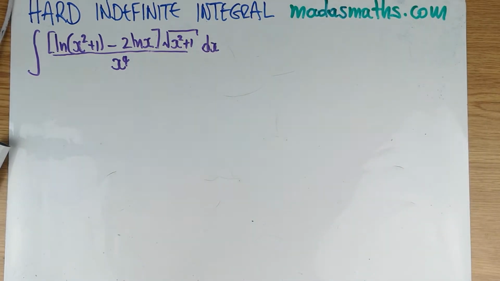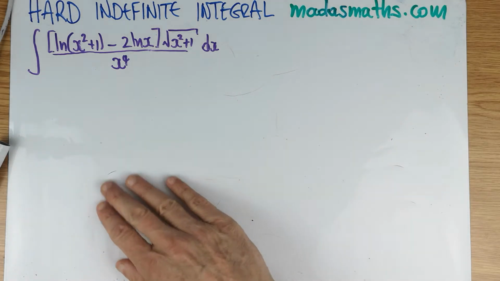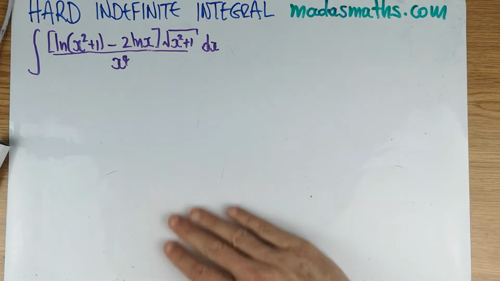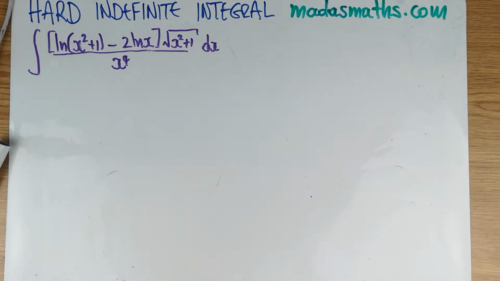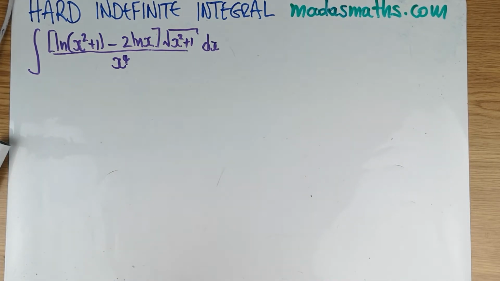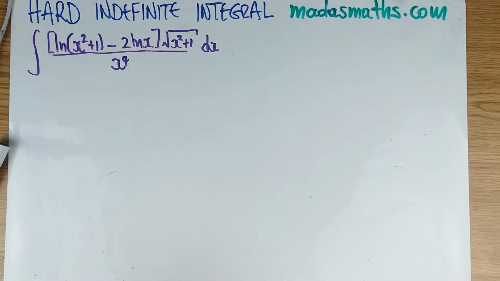Hello and welcome. Today's lecture: a fairly hard, ugly looking indefinite integral. I mean, there are some integrals that are very elegant. This one, as soon as I see it, I'm thinking, oh my God, who created this mess? We have the fraction, the log of x squared plus 1 minus 2 lots of the log of x, in a bracket, multiplying the square root of x squared plus 1 over x to the 4.